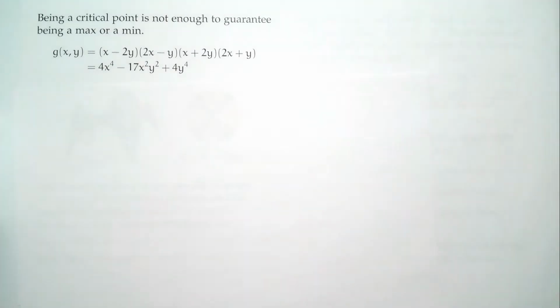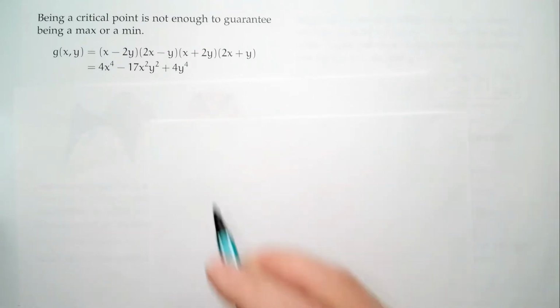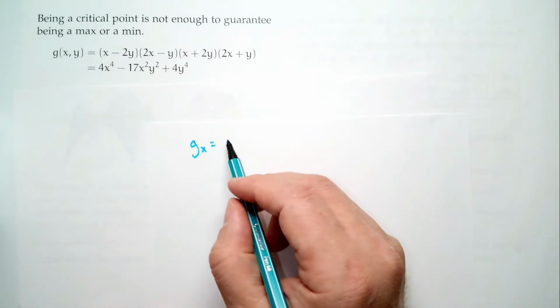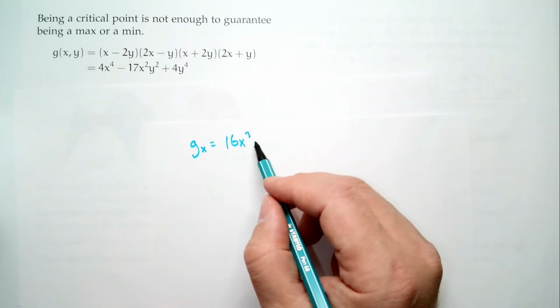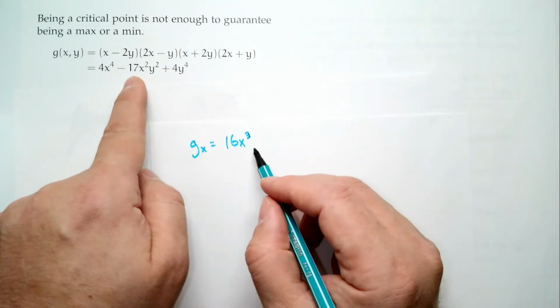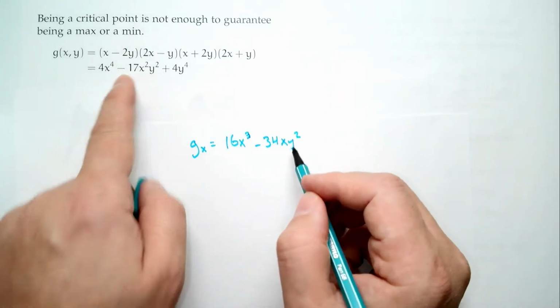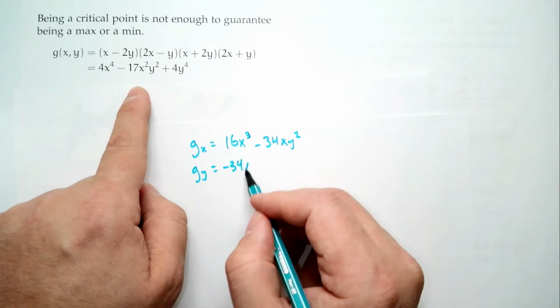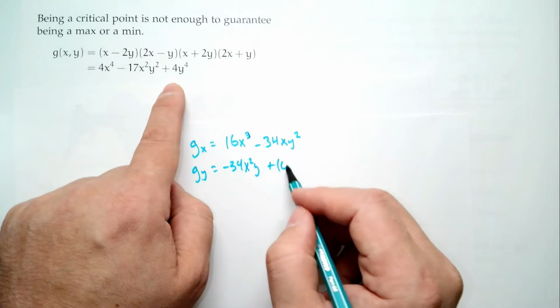Here's this function, g of x y, which is x minus 2y times 2x minus y times x plus 2y times 2x plus y, which turns out to be 4x to the fourth minus 17x squared y squared plus 4y to the fourth if you multiply it out. Now I claim this has a critical point at the origin. Let's just do a quick check. What would g sub x be? 16x cubed minus 34x y squared, and g sub y will be minus 34x squared y plus 16y cubed.